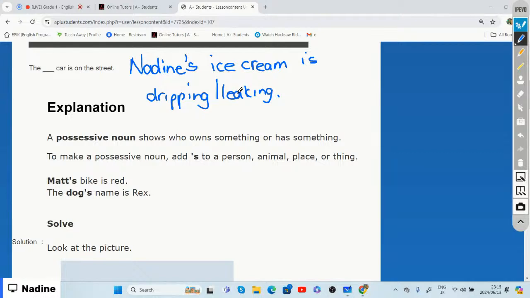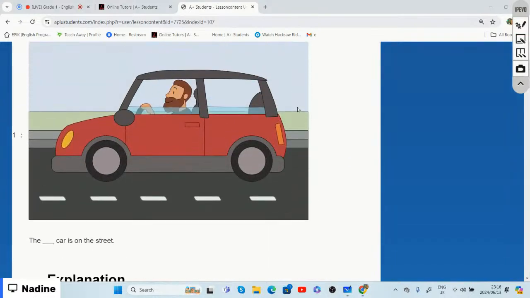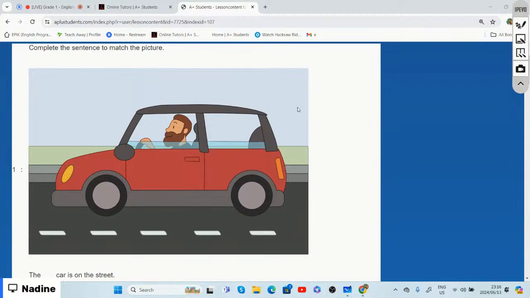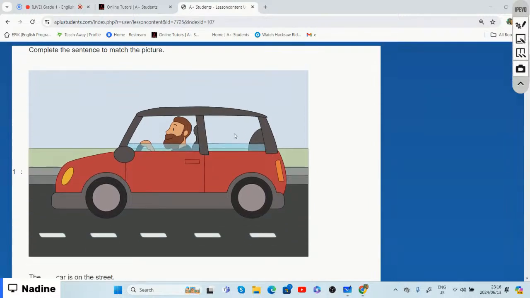Or we can say Nadine's car is gray because I've got a grayish car, silver grayish car. But it shows something that I own, something that belongs to me, right? All right. So now if we look at our sentence, it says we need to select the possessive noun that matches the picture.